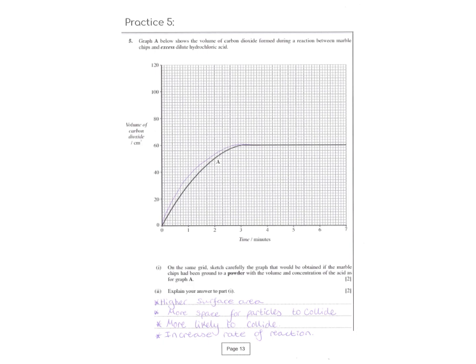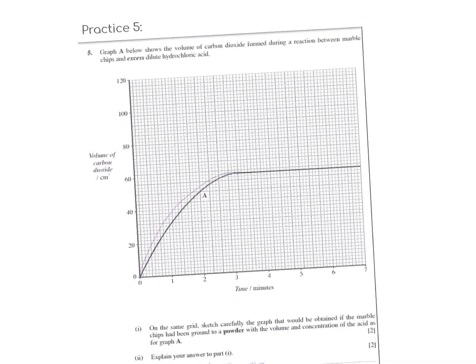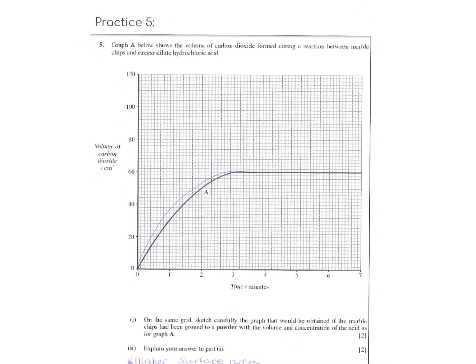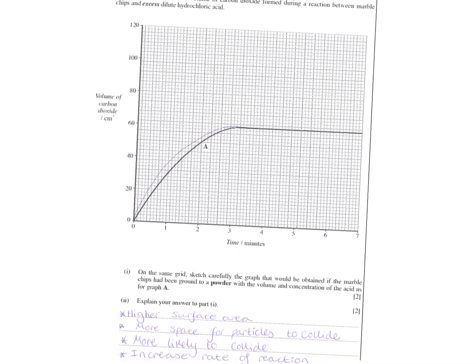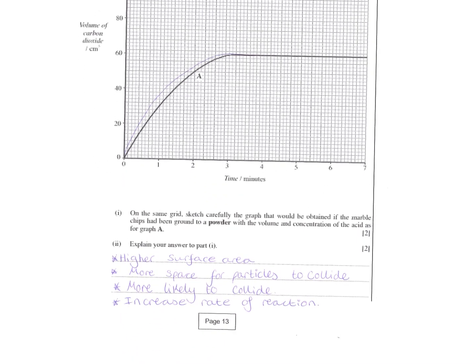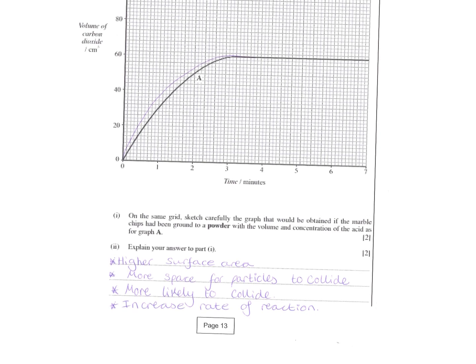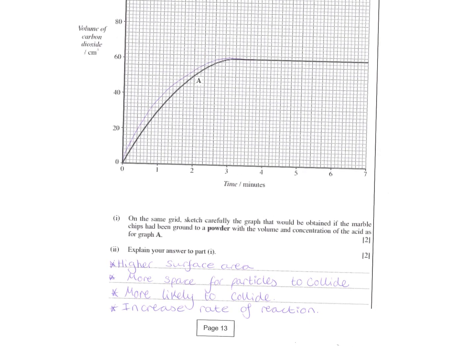This question then is looking at, again, graphs, changing reaction rates and things like that. So on the grid, sketch carefully the graph that would be obtained if marble chips were ground into powder. So you are increasing the surface area. So it's going to happen more, it's going to happen quicker. But remember, it's still going to end up at the same place. You don't increase how much carbon dioxide is made, you just make it happen quicker. So higher surface area, more space for particles to collide, more likely to collide, increased rate of reaction.